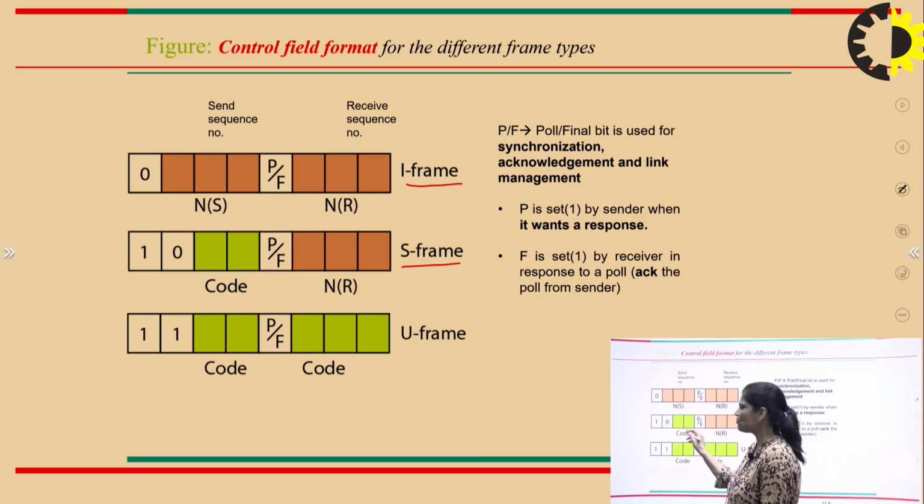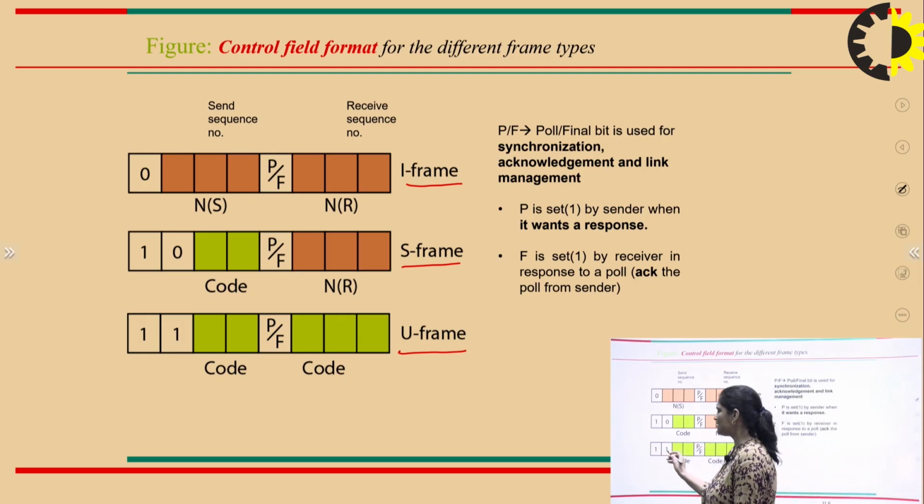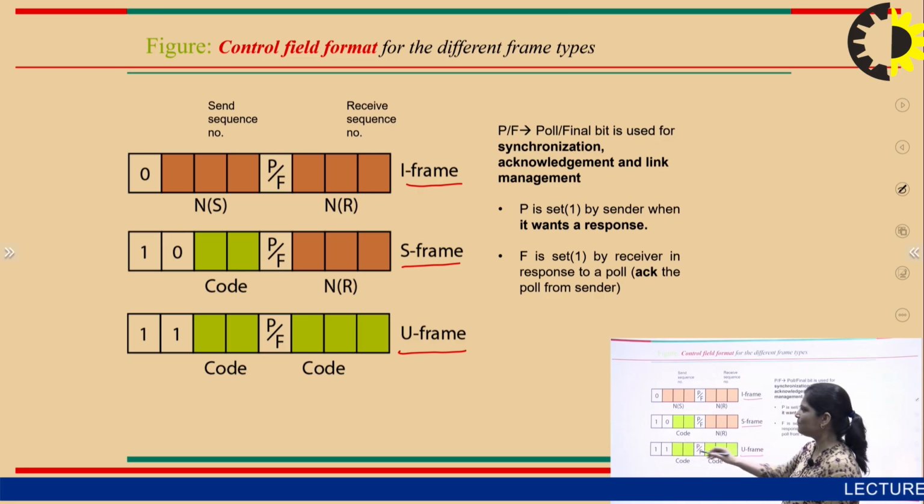So this is a code field. We will discuss in the next slide how you can differentiate this code field. Now this is P/F, the same, and this is a receive sequence number, and the code here. Now you can see the U frame: the first and second bits are 1 1. So you can differentiate by using these bits.